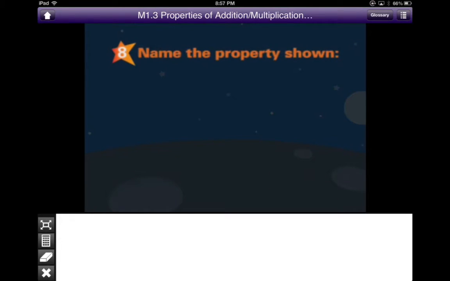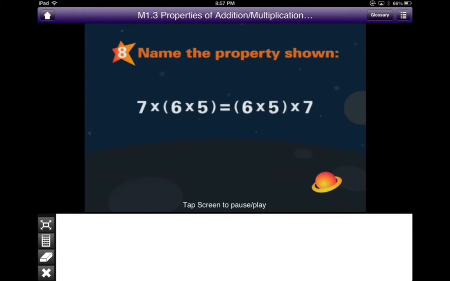In problem 8 of your lesson notes, what is this property? Okay, go ahead and look at this problem and write it down in your notes. 7 times 6 times 5 equals the quantity 6 times 5 times 7. Look at it carefully and see if you can figure out what this is.